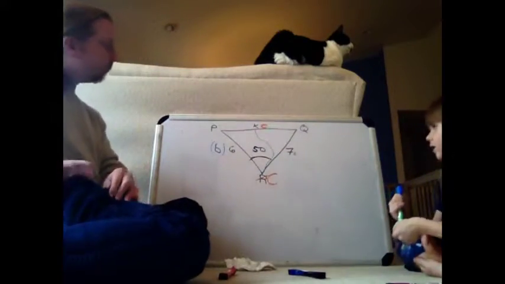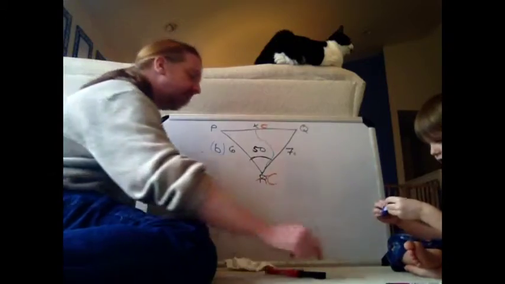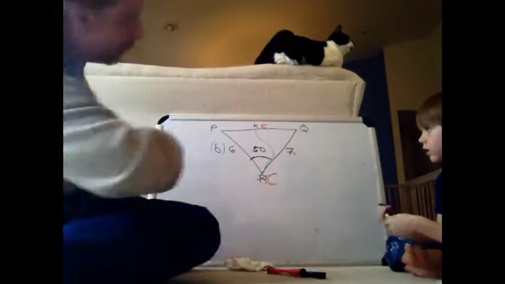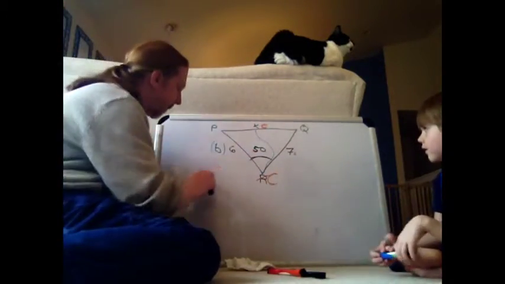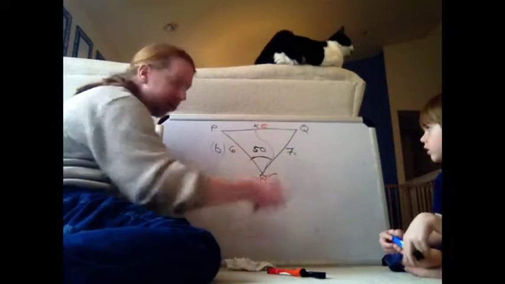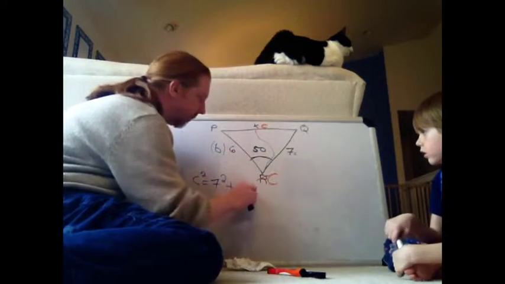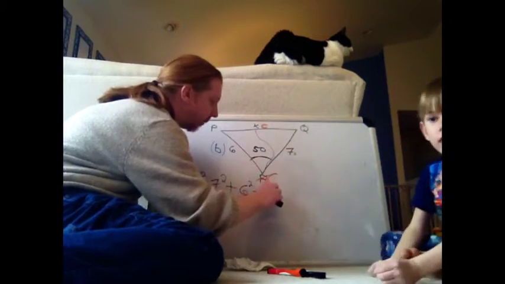Alright, and now we're going to write out the law of cosines using everything we've got up here. So what that looks like: c squared is equal to a squared, so 7 squared, plus b squared, 6 squared, minus 2ab.